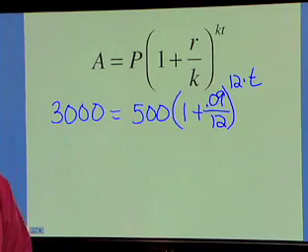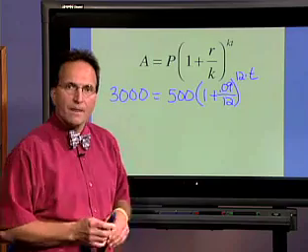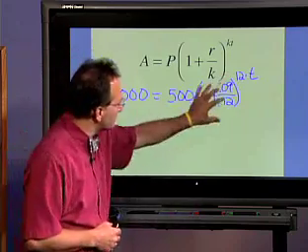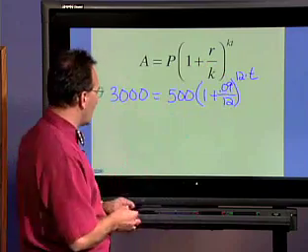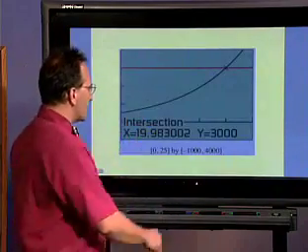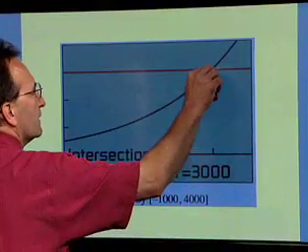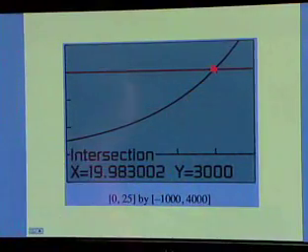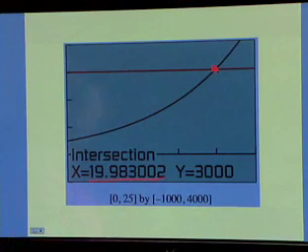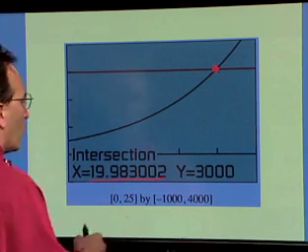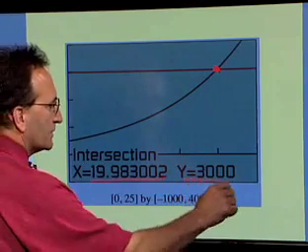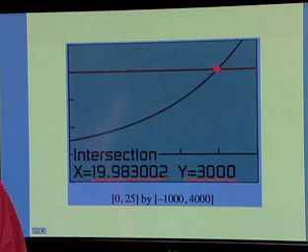This problem is really easier to solve using the grapher, because what we would do is plug in y equals 3,000, second equation y equals that formula, and when we do that, let me show you the result. We get this graph that shows the point of intersection is right here, and specifically we get 19.98, we'll round that off, for x, which is really the t in our formula. And of course, the y equals 3,000 was the final amount that we were looking for.